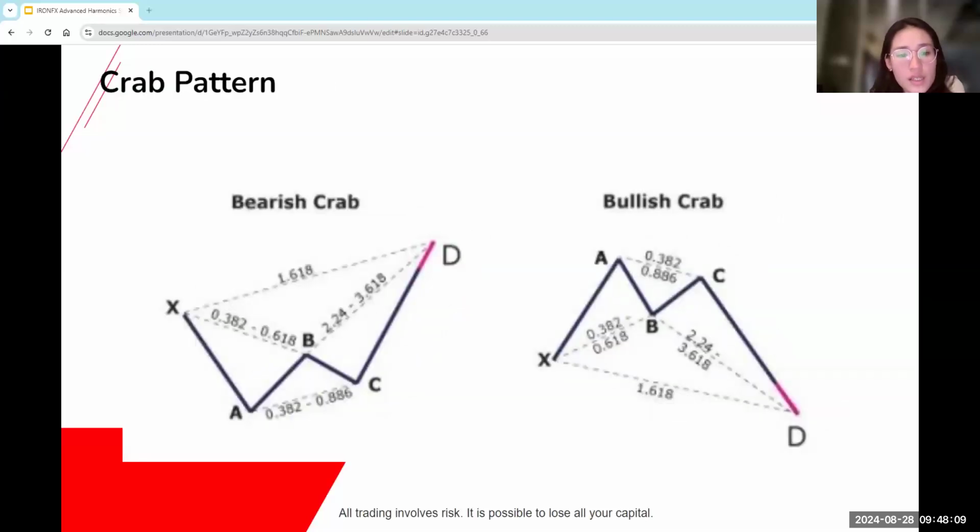Lastly, or not lastly, but we are going to look at the crab pattern. The crab pattern was actually released in 2001, and this is a pretty extreme pattern as well, because the corrective wave, your AB, should end between 38.2 and 61.8.